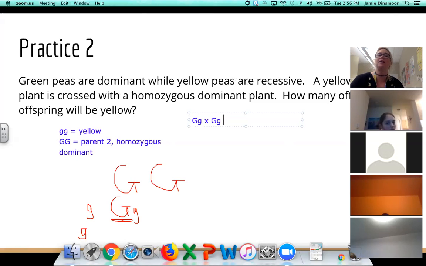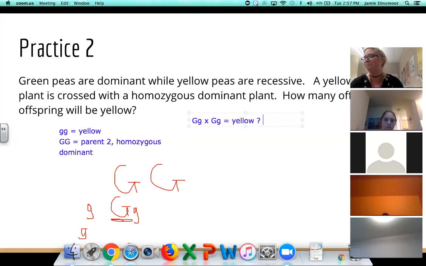All right, Marissa says 75% are yellow. Are we agreeing with that? How many yellow plants would we have if we crossed two heterozygous plants? 25%. So 75% would be green. 25% would be yellow. Oh yeah, you thought green. Well, that's why you said 75, right? So again, in that case, you have 75% green.